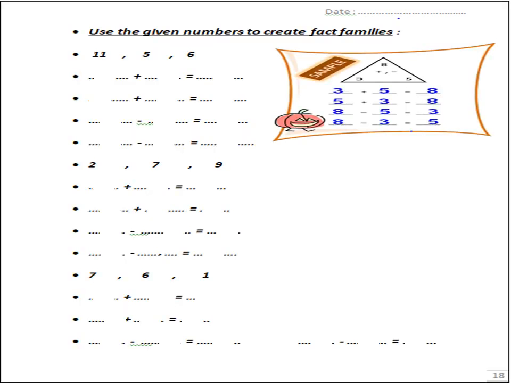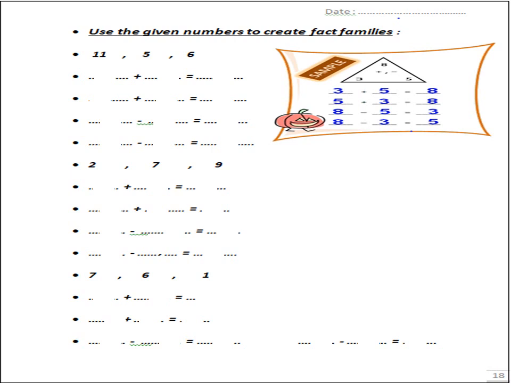Open your final revision, page 18. As we said in the class, in fact families, we have 3 digits. We make addition for 3 digits and subtraction. In addition, we choose the 2 smallest numbers and change the places of the 2 smallest numbers. But in subtraction, we always choose the big number to come first, and change the places of the 2 smaller numbers.